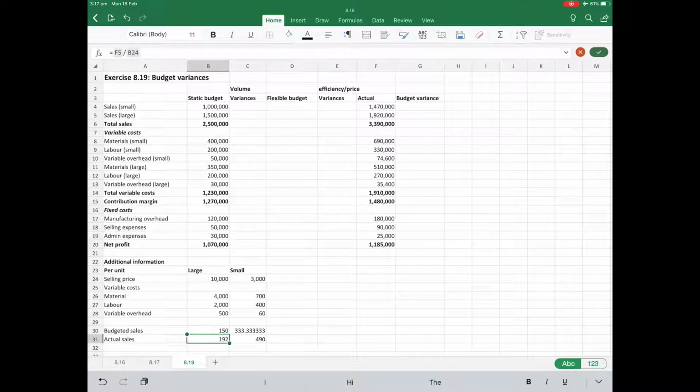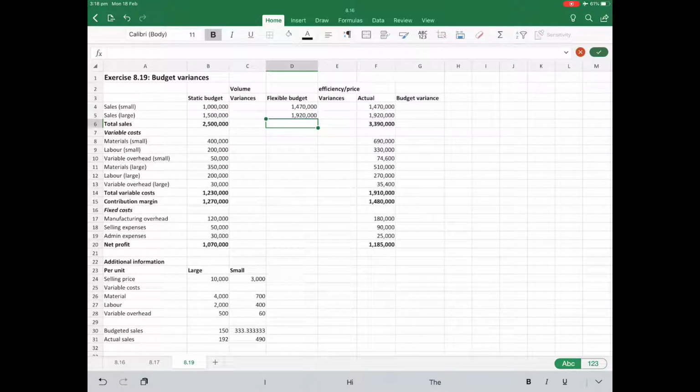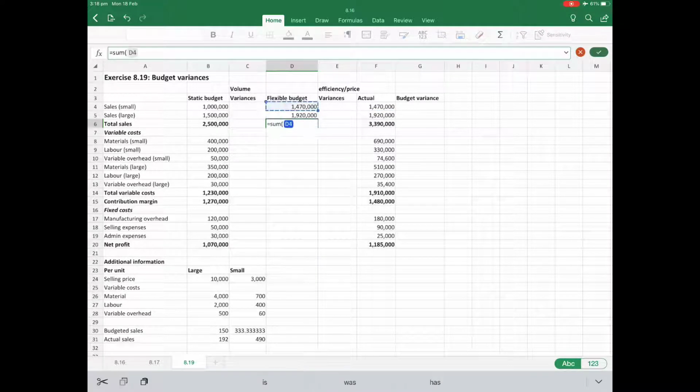We can prepare the flexible budget. The flexible budget also uses the actual sales, and we also use the selling price. So basically, the sales for the flexible budget is the same as the actual sales. So we just transfer from here to here, and then you can take the total sales.